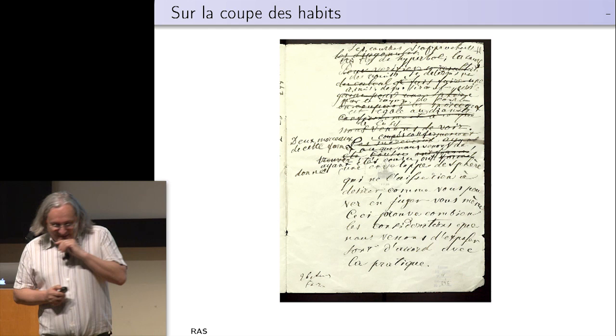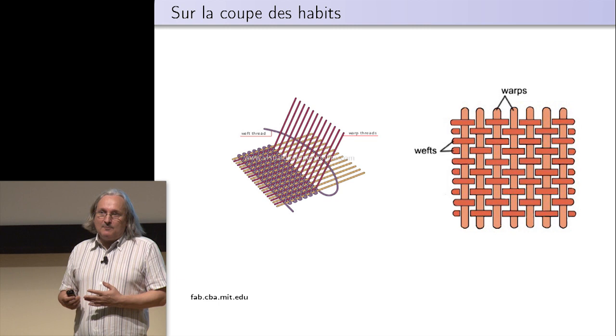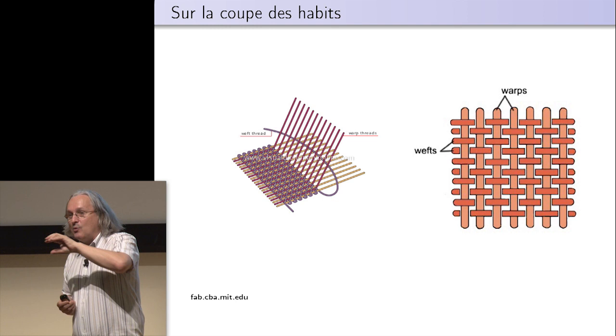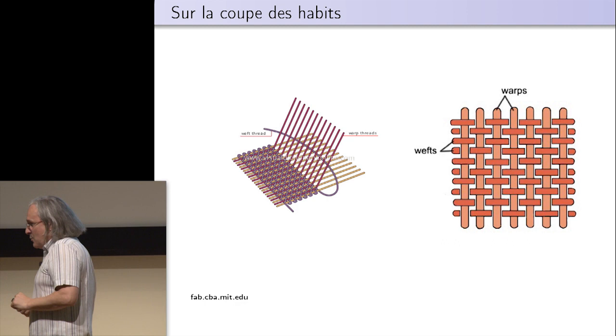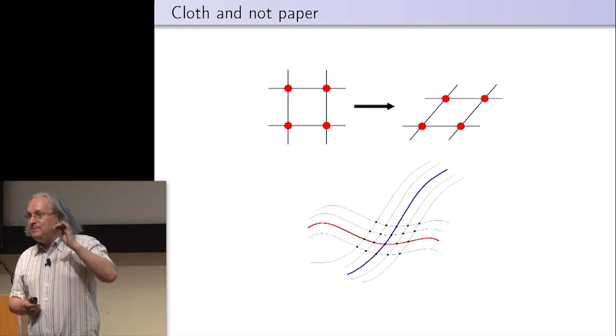Let me explain what he did. When you have cloth instead of paper, cloth is not like paper, but it has two definite directions. Cloth is made out of two families of threads. The first one is called warp, and the other one weft. And these give some kind of geometry to your cloth, which is made out of little squares. And when you take a piece of cloth and deposit it on a surface, the little squares have the possibility of being deformed and become rhombuses.